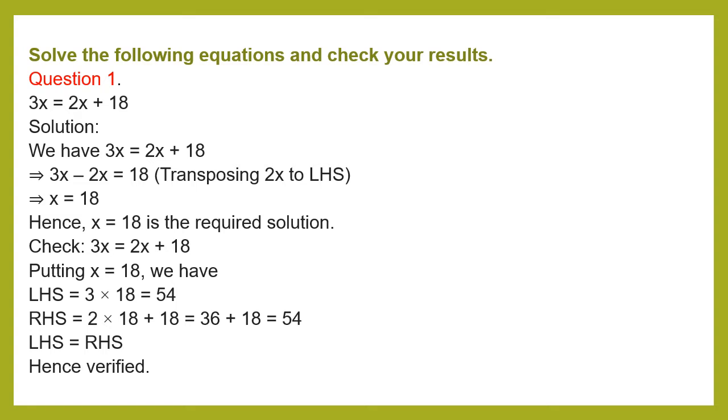Question number 1 is 3x equals 2x plus 18. Let us take that equation, 3x equals 2x plus 18, and transpose this plus 2x to the left hand side. So, 3x minus 2x. If we transpose this plus 2x to the left hand side, it becomes minus 2x. 3x minus 2x is equal to 18.